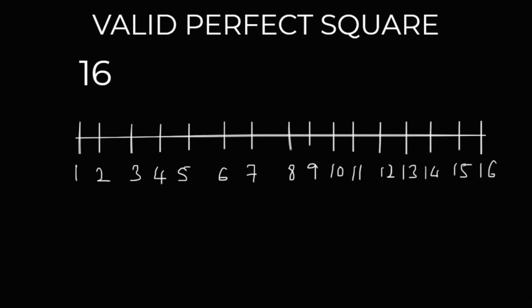Today we're going to solve LeetCode 367, valid perfect square. This is going to be a very short one. You're given a number, and you should check whether that number is a valid perfect square. So how do we solve this question?